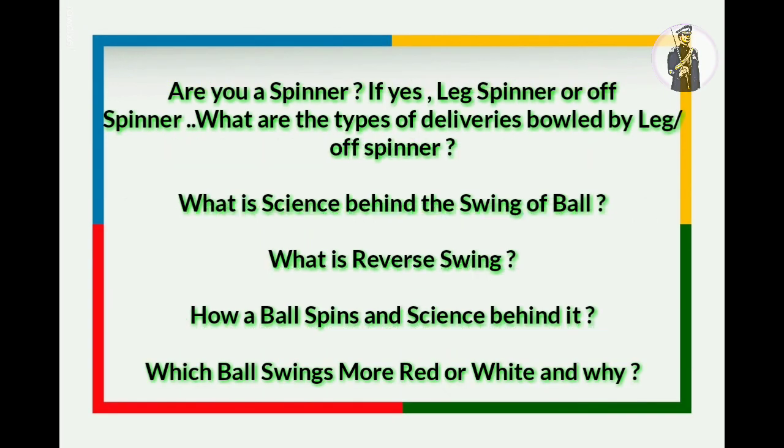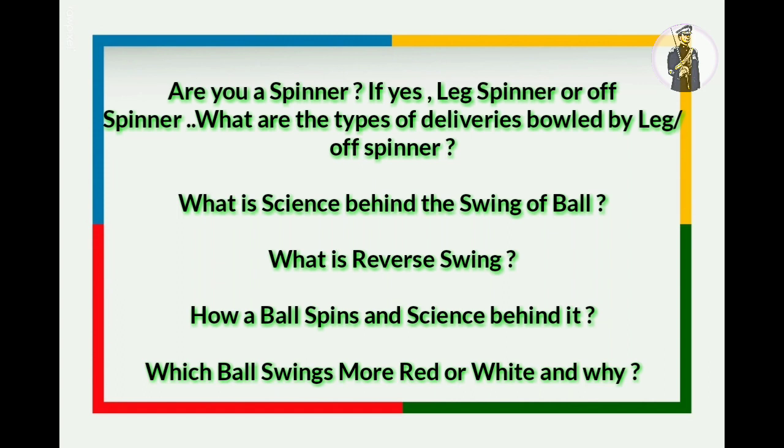The next question is: are you a spinner? If yes, leg spinner or off spinner? Then what are the types of deliveries bowled by a leg and off spinner? This question was asked to my college friend in SSB Bhopal. He said, sir, I am an all-rounder, a bowling all-rounder. The officer asked, are you a spinner? He said, yes sir, I am a leg spinner. Then the question was: what kinds of deliveries are bowled by a leg spinner? For example, the googly, and how to bowl a googly. These specific details were asked to him.